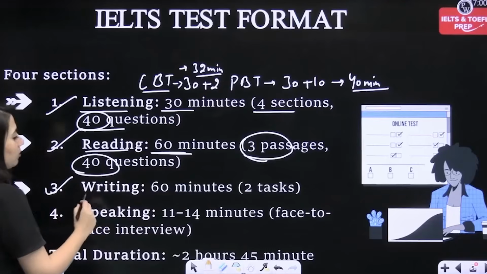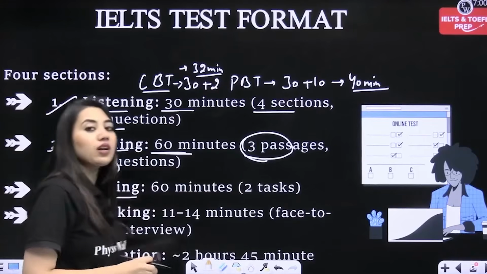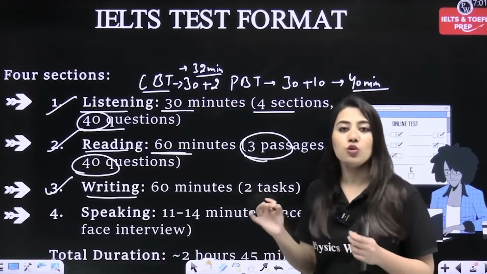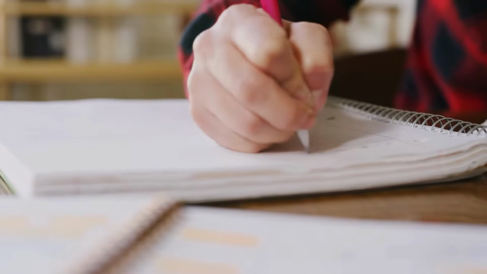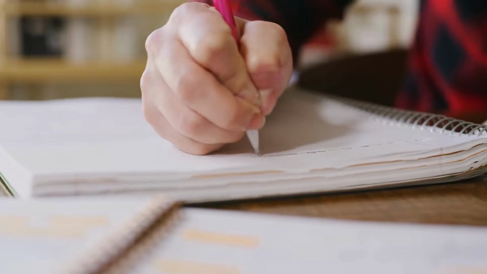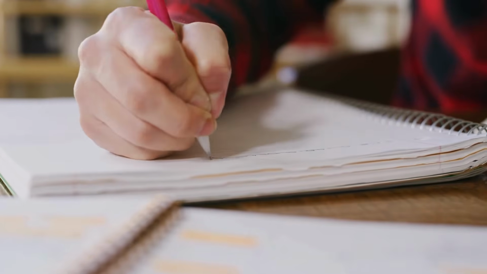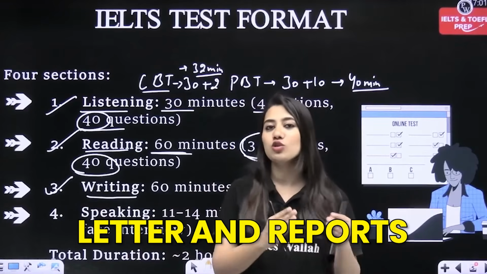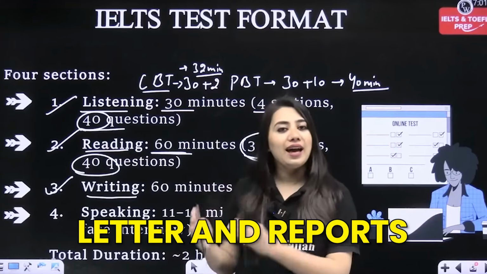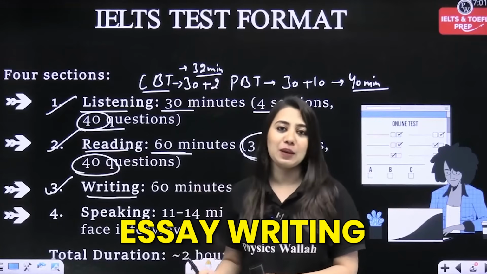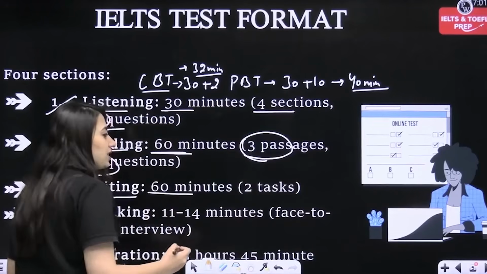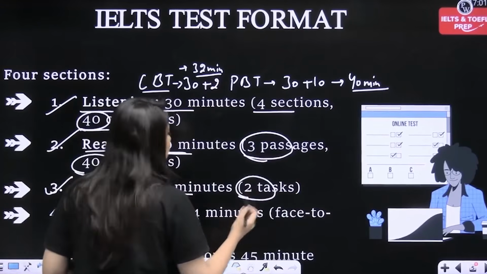Now the third one is the Writing section, which again lasts 60 minutes. In the writing section, you will have to write letters, reports, or essays. There are 2 tasks. Task 1 is letters or reports, and Task 2 is essay writing. You'll have to write both in 60 minutes.